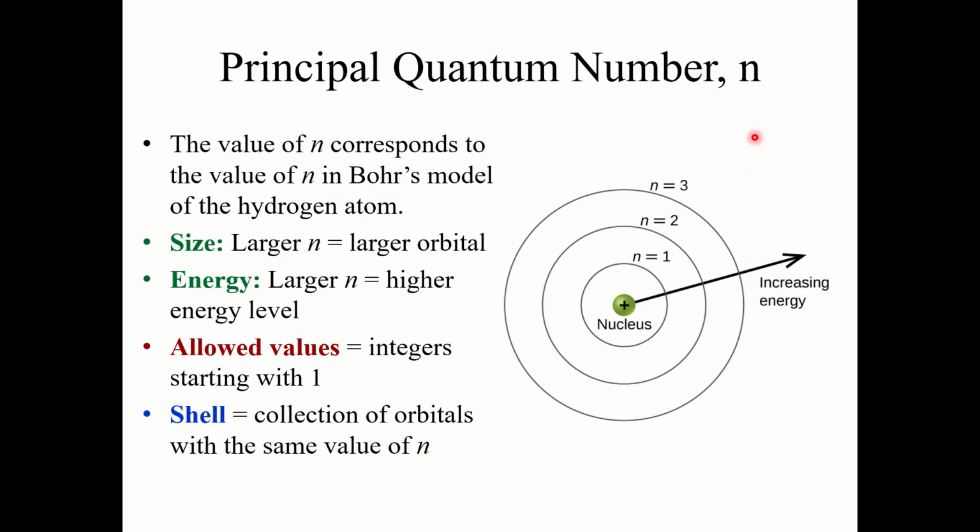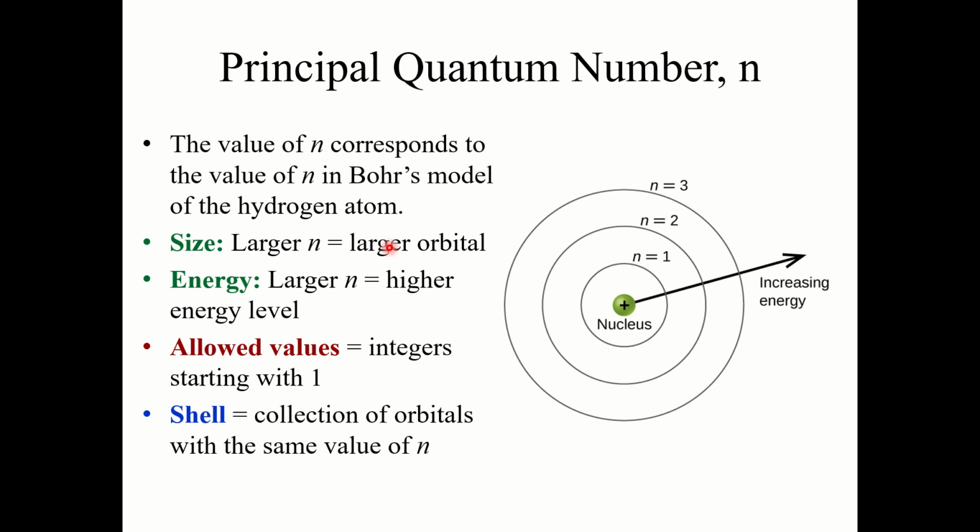So let's dive into these a little more deeply. We're starting with the principal quantum number n. Again, this value of n corresponds to the value of n from Bohr's model of the hydrogen atom. So n equals 1 for the first energy level, n equals 2 for the second, n equals 3 for the third, and so on. As n increases, we have larger orbitals, and we also have higher energy levels. So larger n values equal larger orbitals and higher energy levels.